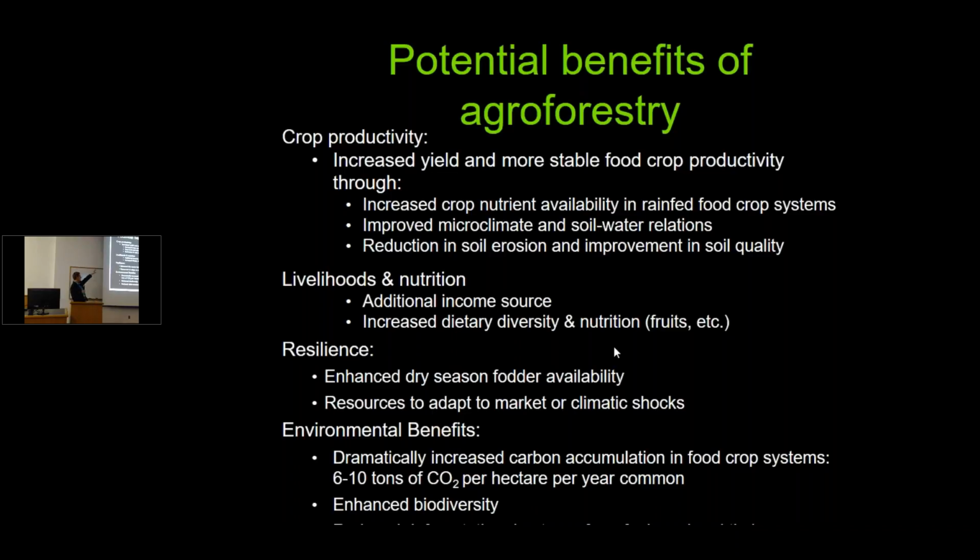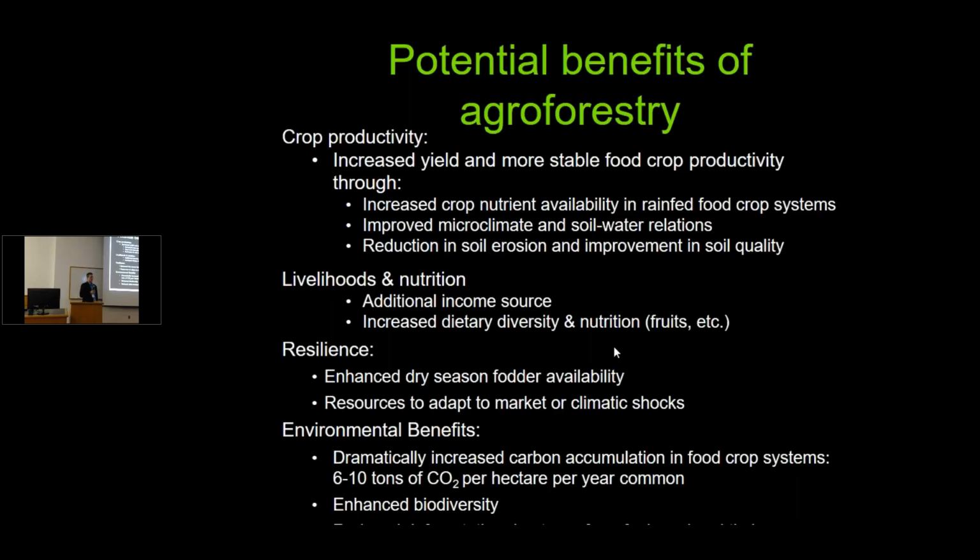And I list in those first couple of bullet points some of the mechanisms through which this can happen, including increased crop nutrient availability, other ecosystem services. Livelihoods and nutrition are also key benefits from agroforestry systems. I'll present in a moment some work that we've done using nationally representative survey data showing the economic contribution of trees on farms to households in sub-Saharan Africa.